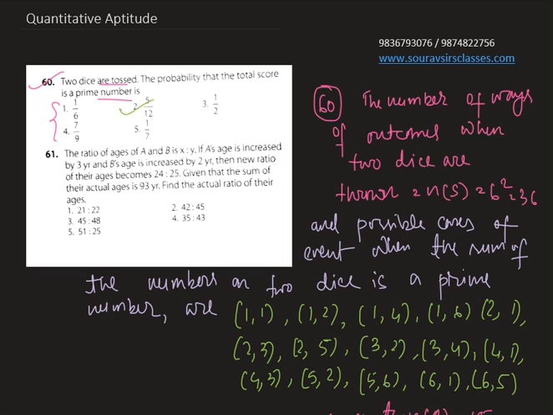Now let's jump to the next question. The ratio of ages of A and B is x is to y. If A's age is increased by 3 years and B's age is increased by 2 years, then the new ratio of their ages becomes 24 is to 25. Given that the sum of their actual ages is 93 years, find the actual ratio of their ages.